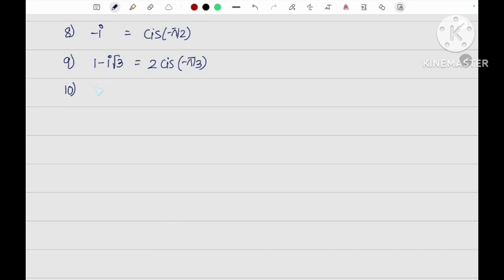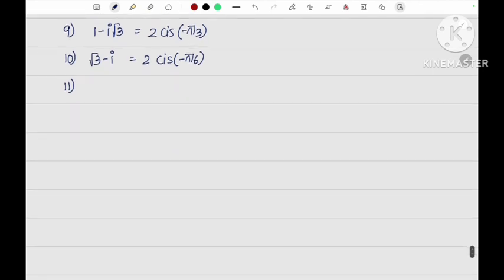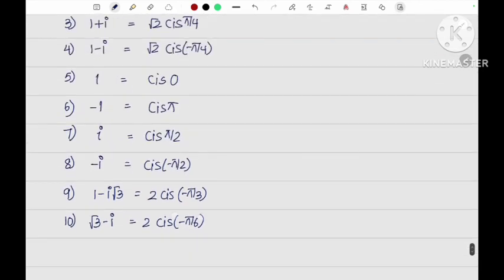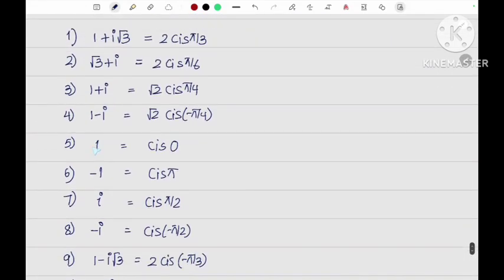Then root 3 minus i will be equal to 2 cis minus pi by 6, and then I think 1 minus i I have already written. So these are the few conversions from Cartesian form to polar form.